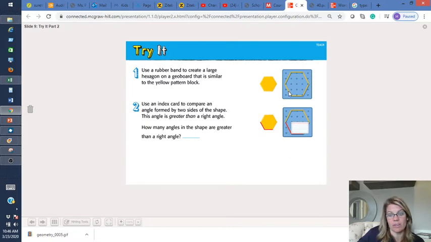So how many angles in there? Let's count how many angles there are. There's this one. That one's bigger. That one's bigger. That one's bigger. That one and that one. And how many angles are there? 1, 2, 3, 4, 5, 6. Isn't that interesting?